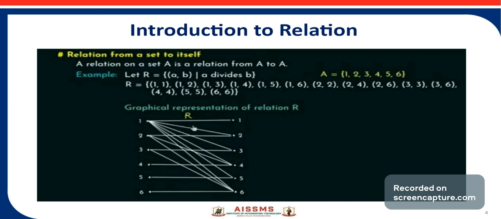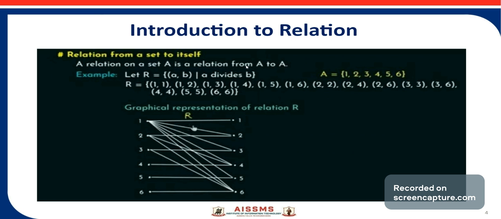Now, relation from a set to itself. Suppose a relation on a set A is a relation from A to A. For example, consider one relation. It contains elements (a, b), but the condition is what? a divides b. So set A is already given. It contains 6 elements 1, 2, 3, 4, 5, 6. Now, here we have to check this condition while making the relation set. That means a divides b.